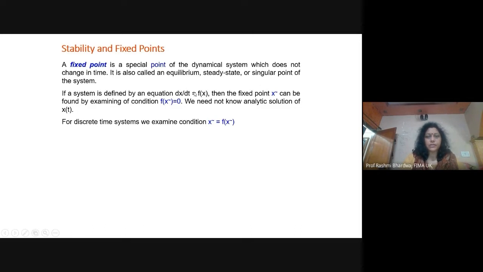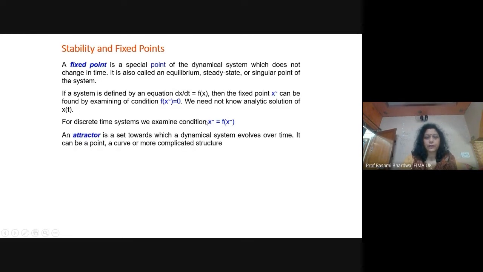So when you do this, you get dx by dt equal to 0. So you get the equilibrium point or the fixed point of the system. For discrete time, we examine the condition that f(x) equals x bar, whereas for continuous time it is dx by dt equal to 0.